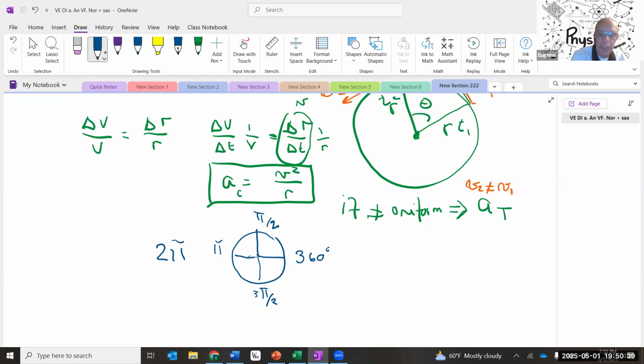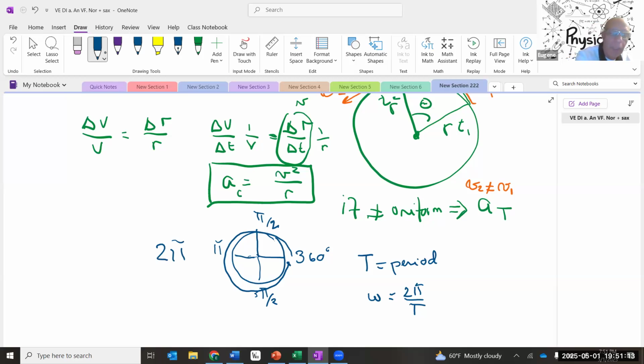Now, if it takes some time, and that time is called the period, T is the period, right? The definition of period is the time it takes to go around, to complete a full circle. Omega, that is the angular velocity, is going to be 2 pi divided by T. Okay, is that good so far?